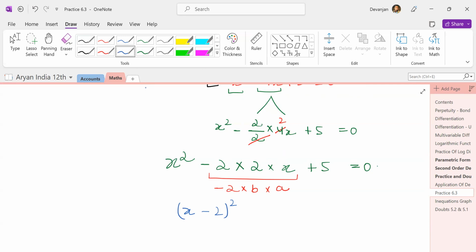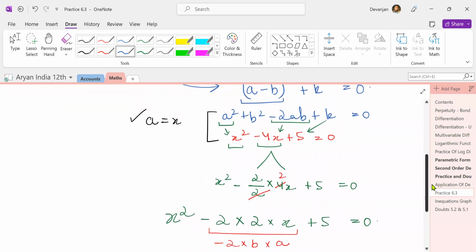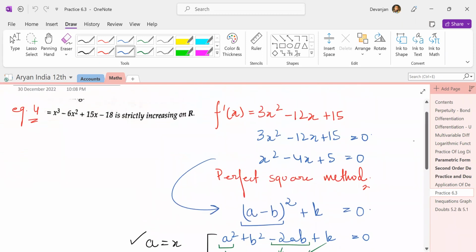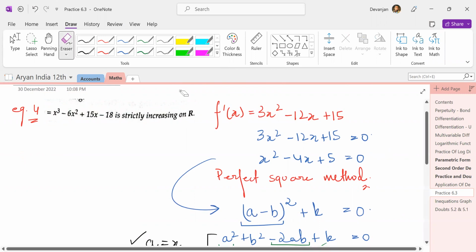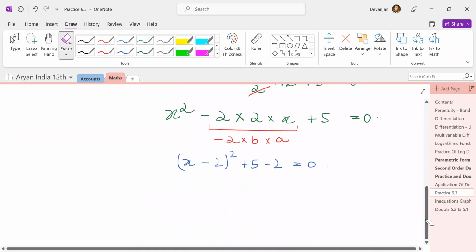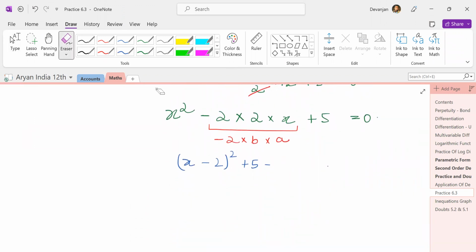But now we have an extra value, which is the plus 5 in the equation. In order to balance that equation, I need to do a minus. Otherwise, if you open up the bracket, you will not get the original equation. Whatever way you want to shape the equation, it must always come back to the original equation. If you open up this value, you will get x square plus 4 minus 4x plus 5 equal to 0.